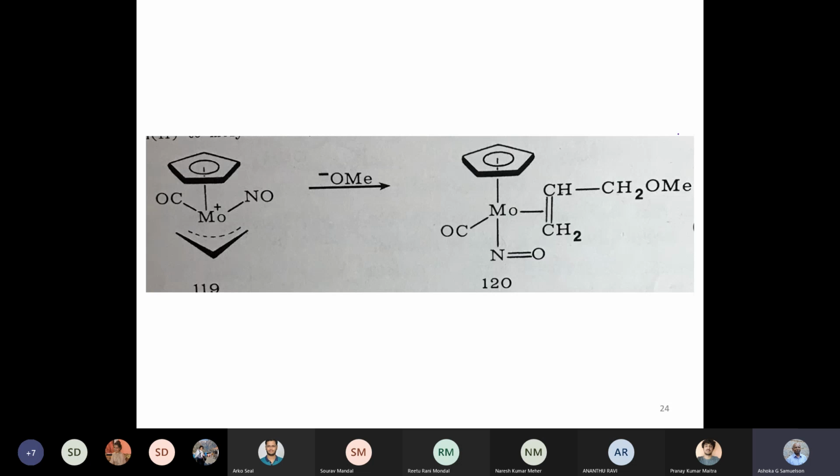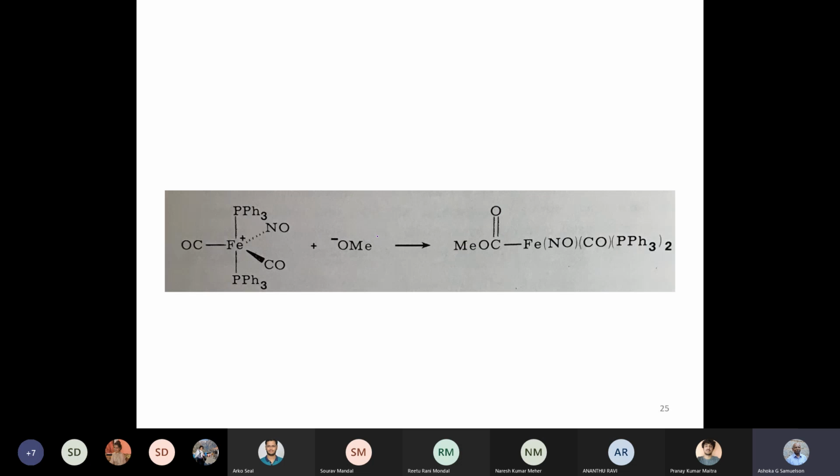And the OMe prefers the allyl group. Okay, so these things are determined by what are called DMG rules, and we have not discussed them, so I will discuss them a little later. But here is an example where I have 2 carbon monoxides and 1 nitrosyl, and 1 OMe group which is coming in.